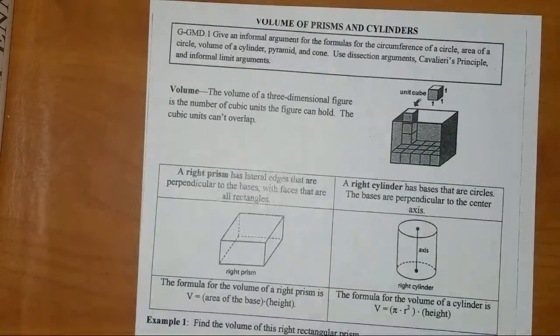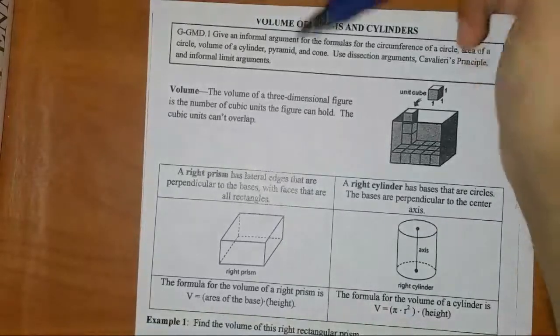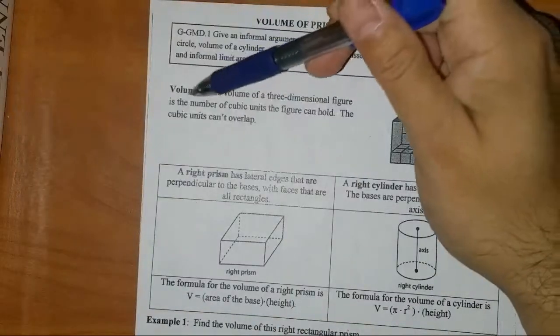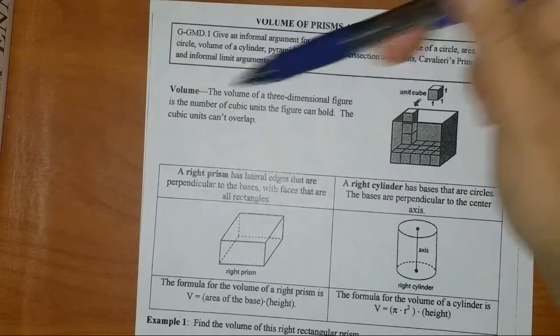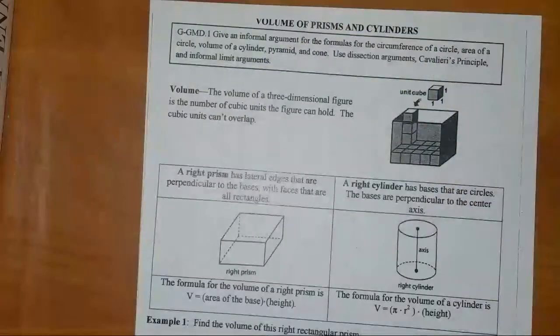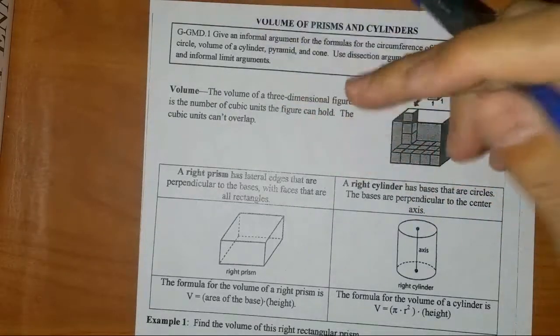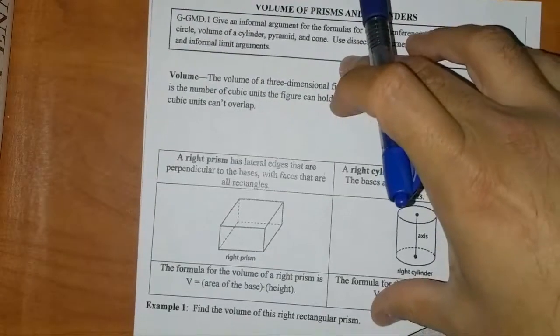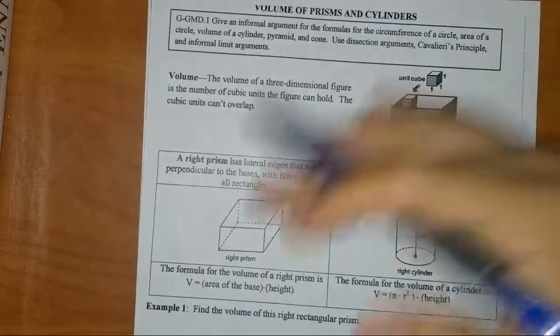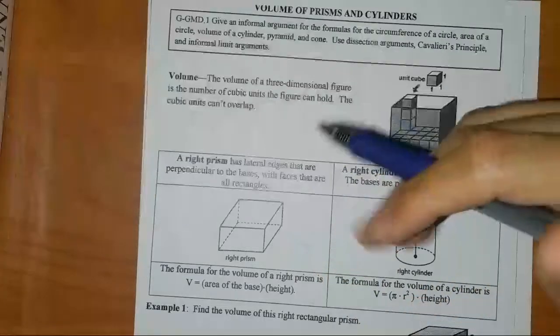So for volume on this, let me see if I can find my, all right. Okay, so the volume on this. The volume of a three-dimensional figure is the number of cubic units the figure can hold. The cubic units can't overlap. So I'm going to try and teach this a different way. If you understand this part, then you can understand just about everything else. We're going to go along and do this.